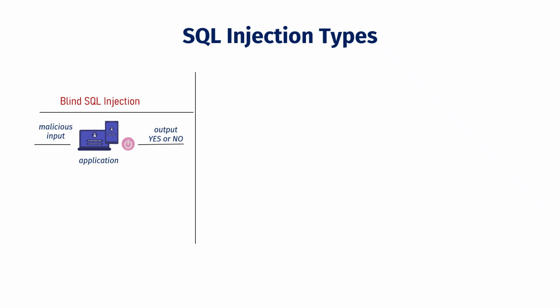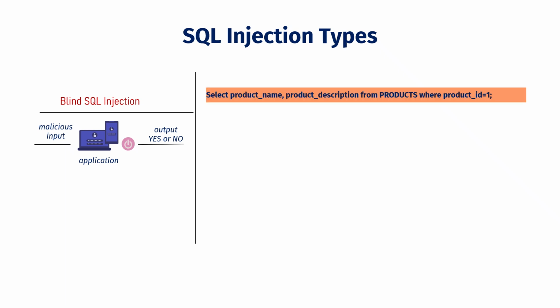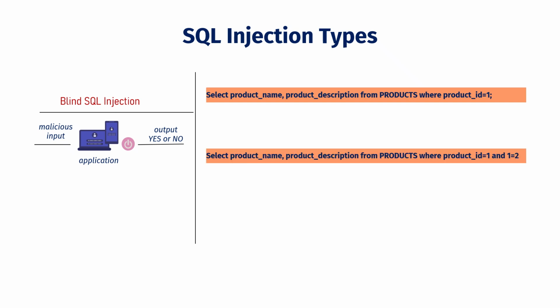For example, consider a simple page that displays the product name and product description given the product ID as an input. So the underlying query will look like the one below, which says select product name, product description from products where product ID is equal to 1. Now, the above query returns the details about the product based on the ID that is supplied. The attacker can now try to inject a query that returns a false value, as shown in the example below. Select product name, product description from products where product ID is equal to 1 and 1 is equal to 2.